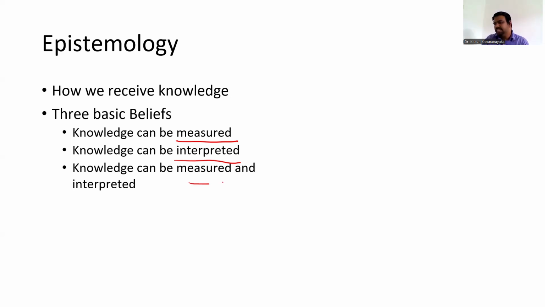The next one is that knowledge can be measured and interpreted. For certain problems, some things can be measured and some things need to be interpreted. So these are the basis of epistemology.